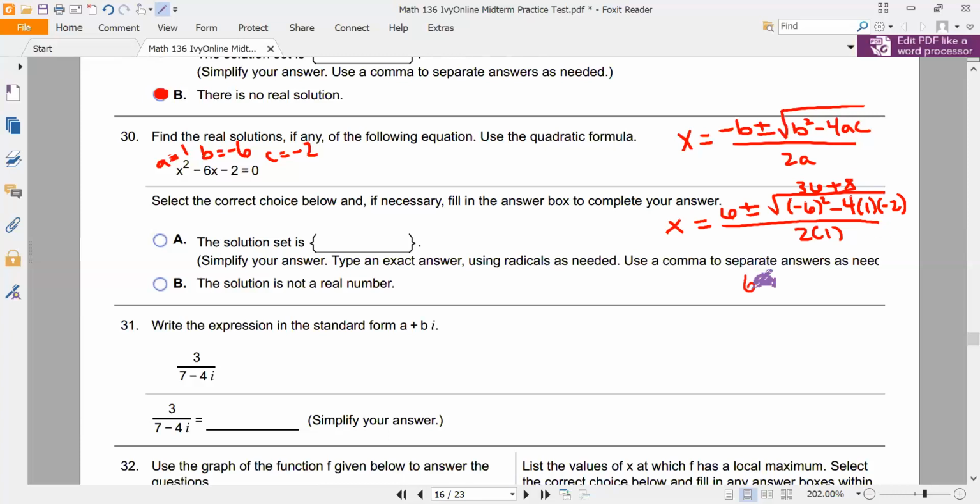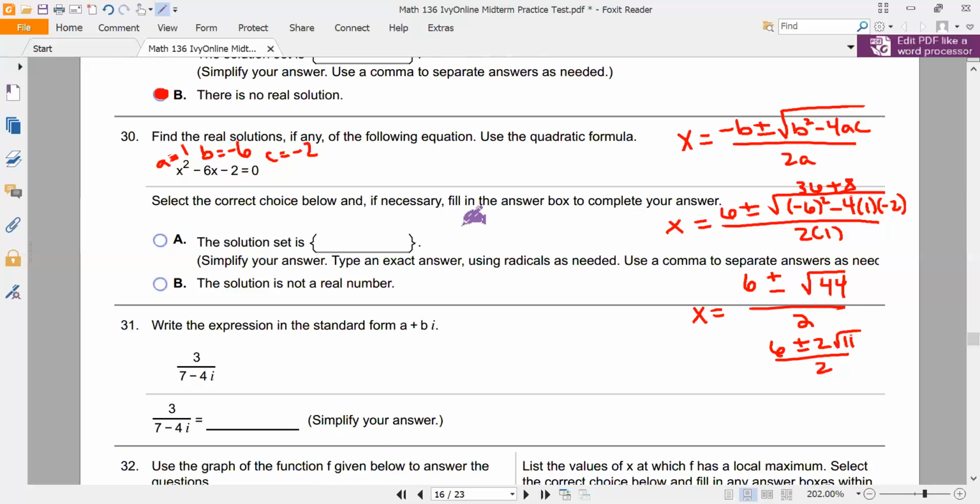So 6 plus or minus square root of 44 all over 2, and we need to reduce this. So we would take out a square root of 4. So that square root of 4 would be a 2. We'd still have 11 inside because 4 times 11 is 44. And then all of these numbers on the outside are divisible by 2.